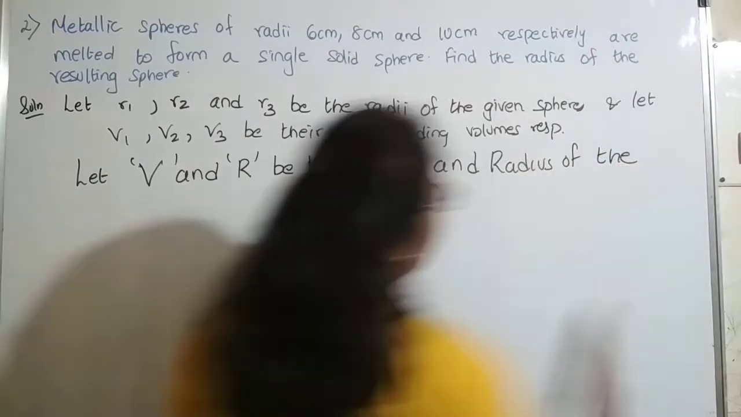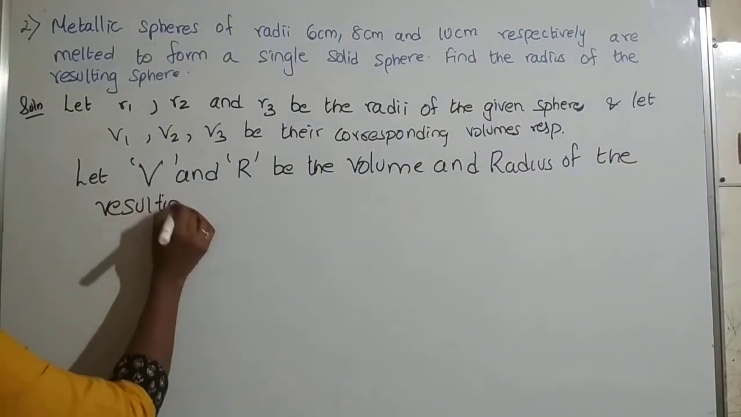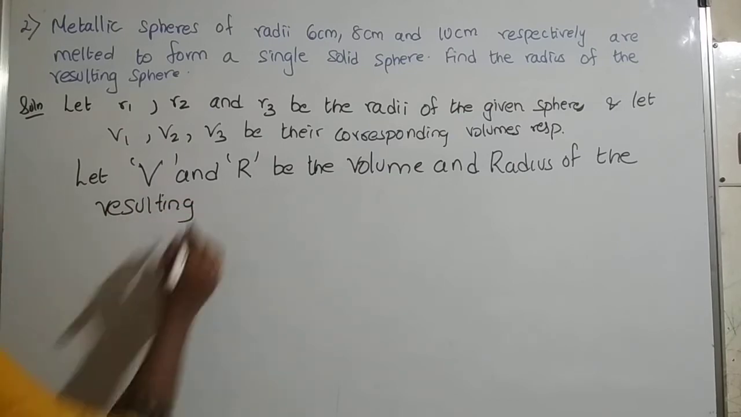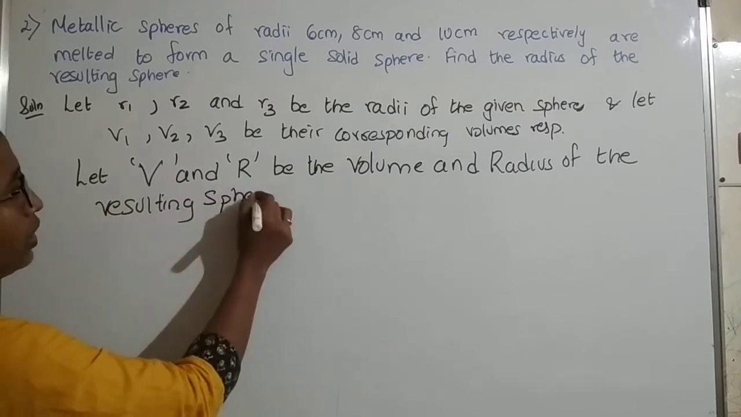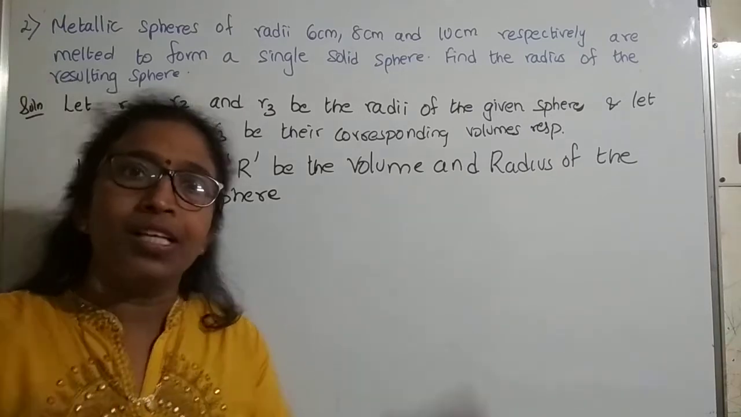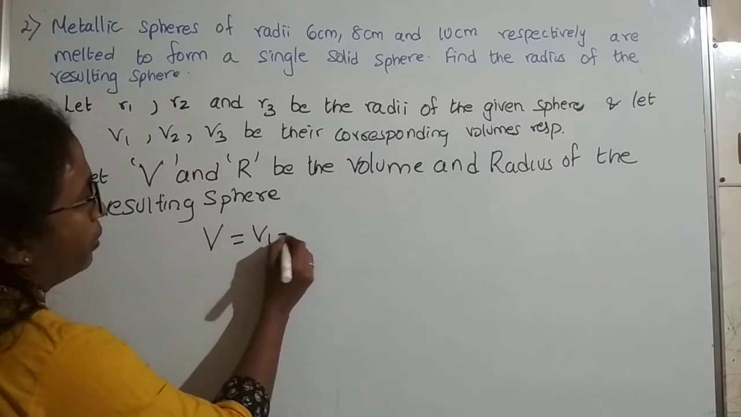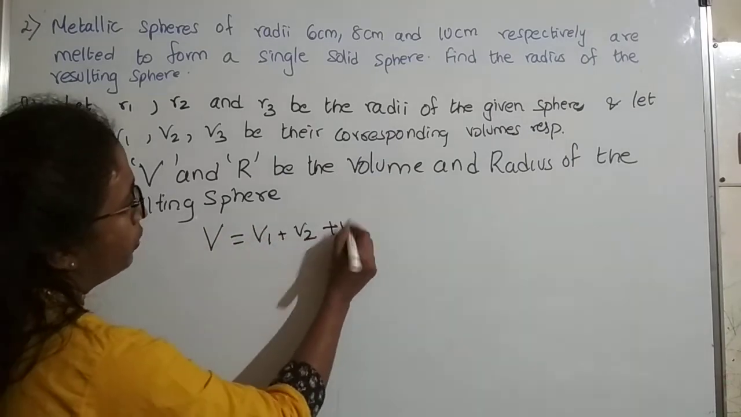Once we have written this, we can just use symbols; we don't have to write it out again. So let V and R be the volume and the radius of the resulting sphere. We know that the small spheres are converted to a bigger sphere, so the volume remains the same. So V is nothing but V1 plus V2 plus V3.